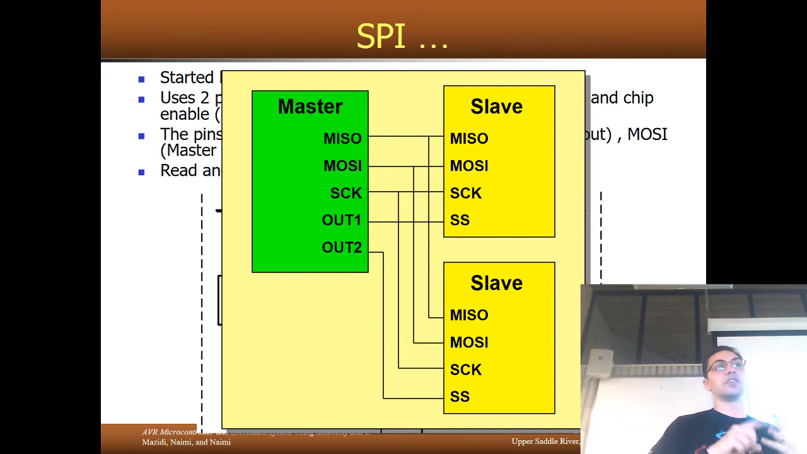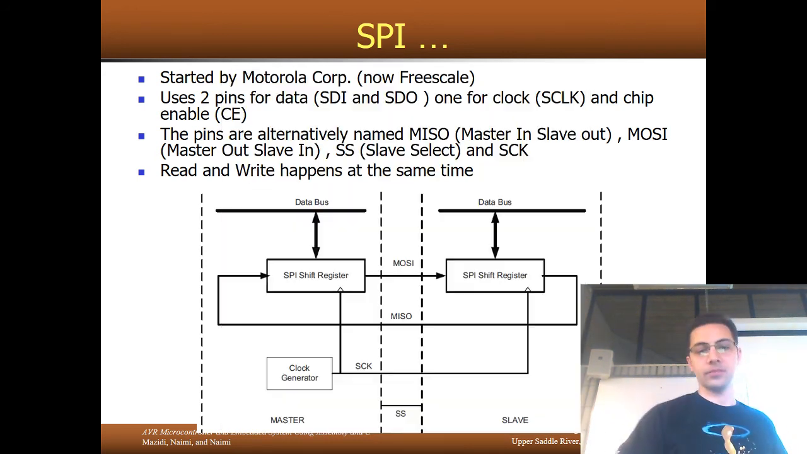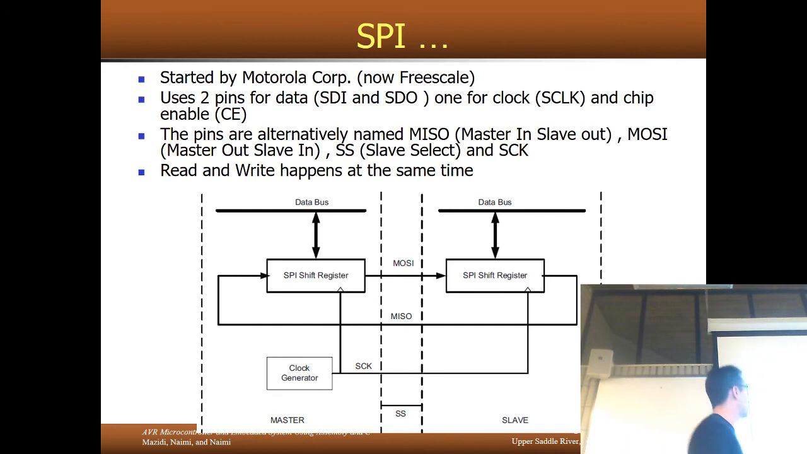MISO, MOSI, S-clock. All that's happening here is we have two shift registers. As this guy clocks bits out of this shift register, they appear in this shift register. And at the same time, whatever's in this slave device is actually getting clocked in. It forms a circular loop.